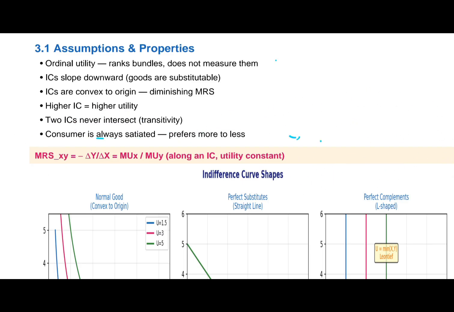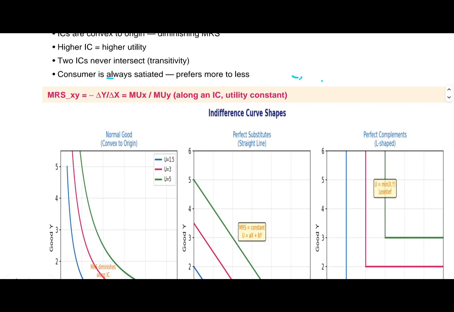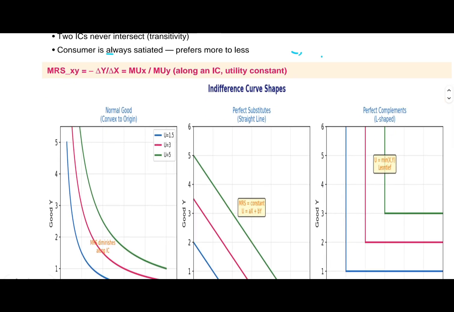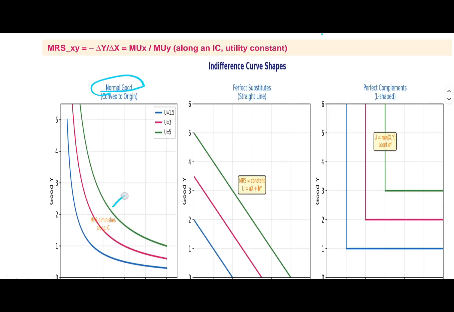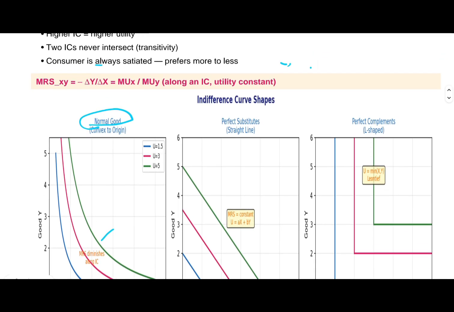So there are different indifference curves given for different types of goods. First it is given for the normal good. What is the normal good? Normal goods are those goods where an increase in price will decrease the quantity demanded, and vice versa. These are the normal goods.